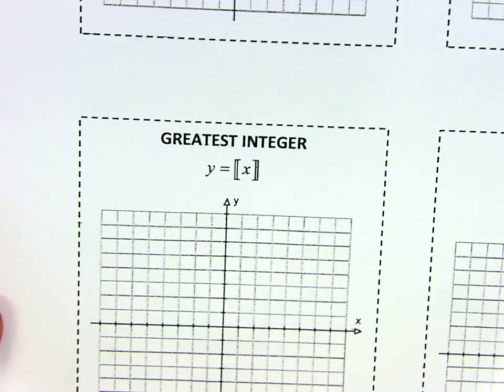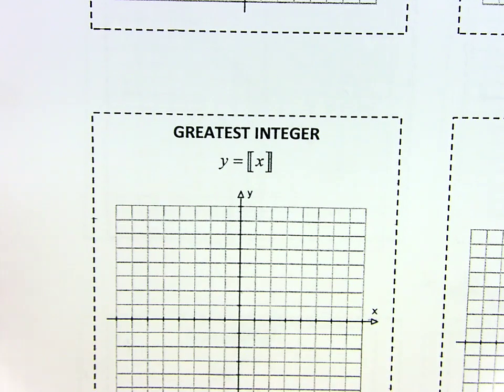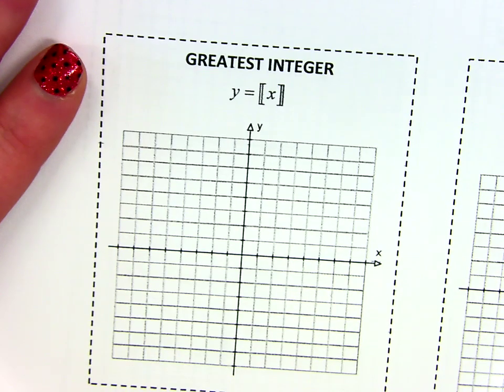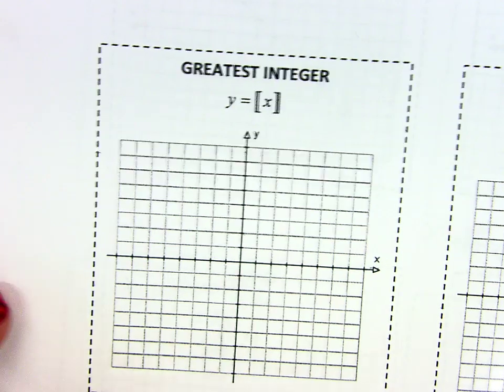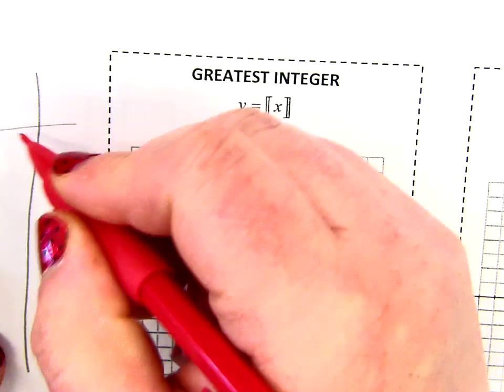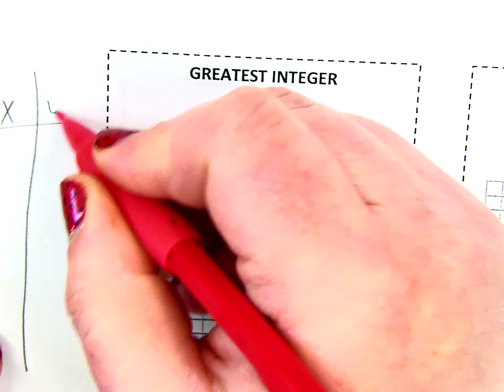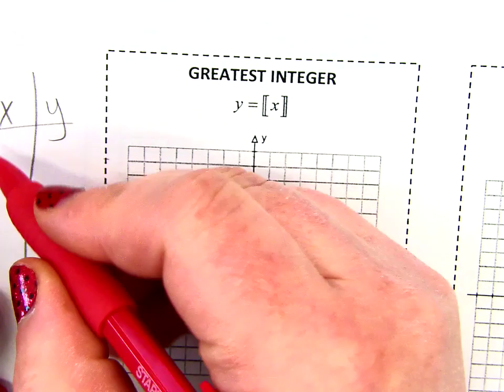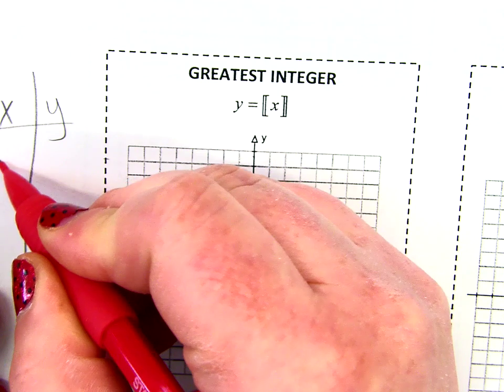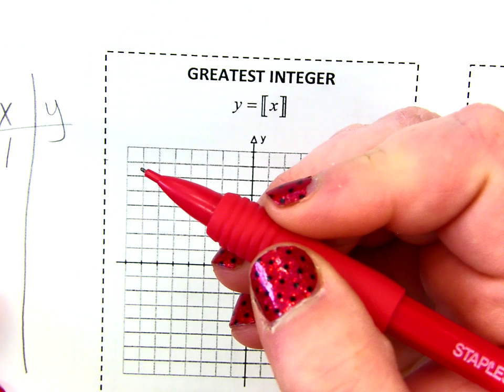Ready for this greatest integer one? This one's weird, but once you get the hang of it, it's not so bad. Alright, so let's try plugging in some values. Maybe that'll help. In fact, I'll make a little table. Okay, we did a few already. I said that the greatest integer is the integer that's less than or equal to the value that you have. So, what did I say first? I don't know, 2.1. What'd you guys come out with?